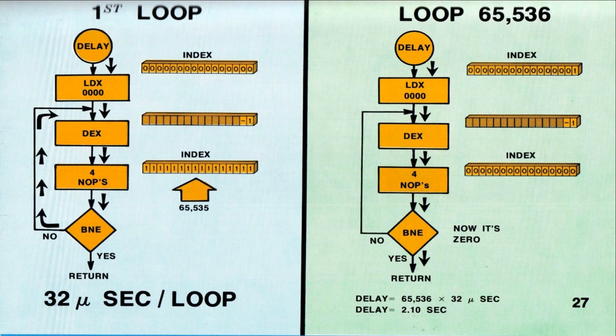Actually, this process continues for 65,536 loops. On the final loop, shown at the right, the BNE test finds a 0, and we return to the main program. Since each loop requires 32 microseconds, the total delay is just over 2 seconds. Of course, by manipulation of the no-ops, we could fine-tune the delay, but this is close enough for our purpose.